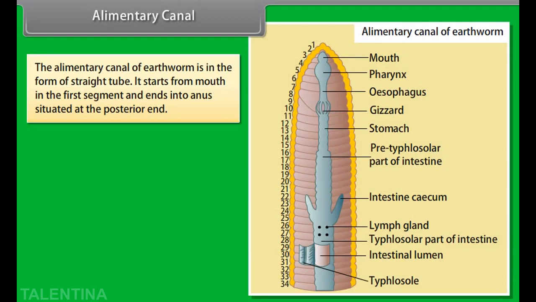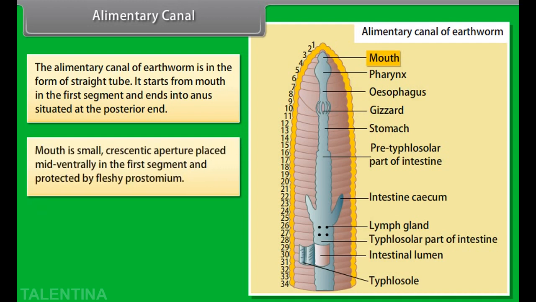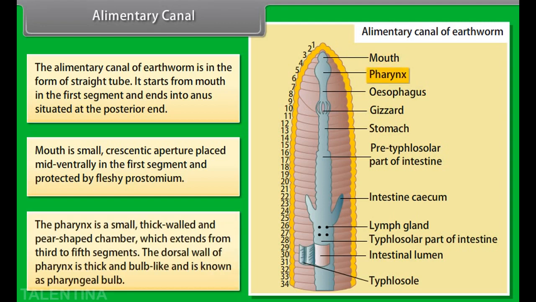Alimentary canal. The alimentary canal of earthworms is in the form of a straight tube. It starts from the mouth in the first segment and ends into the anus situated at the posterior end. Mouth is a small, crescentic aperture placed mid-ventrally in the first segment and protected by the fleshy prostomium. The pharynx is a small, thick-walled and pear-shaped chamber which extends from third to fifth segments. The dorsal wall of pharynx is thick and bulb-like and is known as pharyngeal bulb.